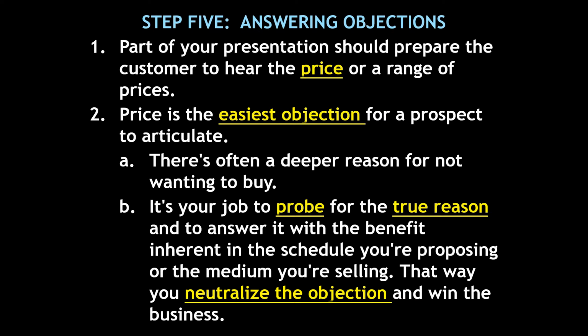Now, here's the thing. Price is the easiest objection for a prospect to articulate. When it comes right down to it, it's that idea of how much something is worth and how much someone is willing to spend. And if they think they can negotiate that price down, they are going to do their best to negotiate it down, or just make a flat-out objection claiming that what you have to offer is going to cost too much, and therefore the conversation is over. But hopefully, really, it's not.